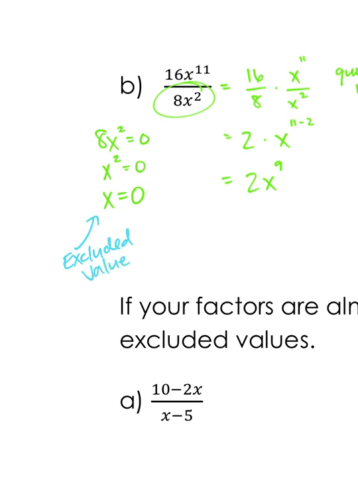Because in this problem, if x equals 0, then when I plug that in, my denominator becomes 0, and I can't divide by 0. So you can either write this as x cannot equal 0, or you can write excluded value x equals 0. You'll see it both ways.